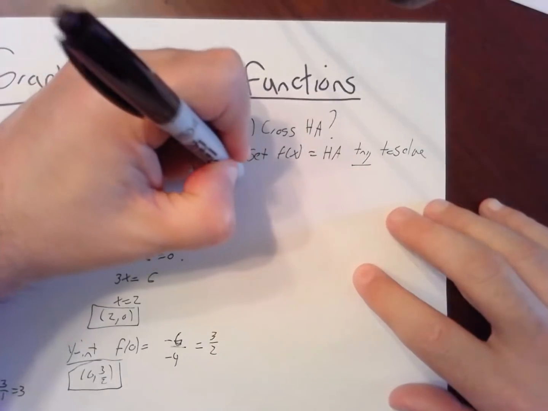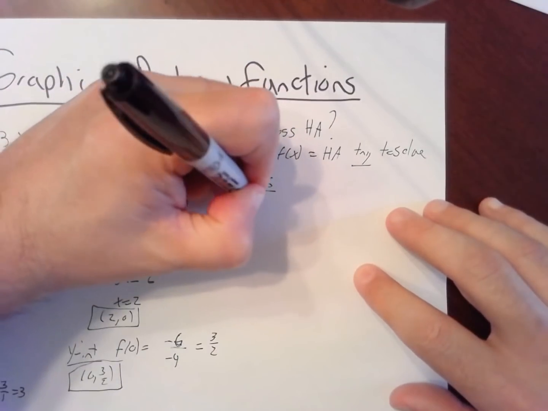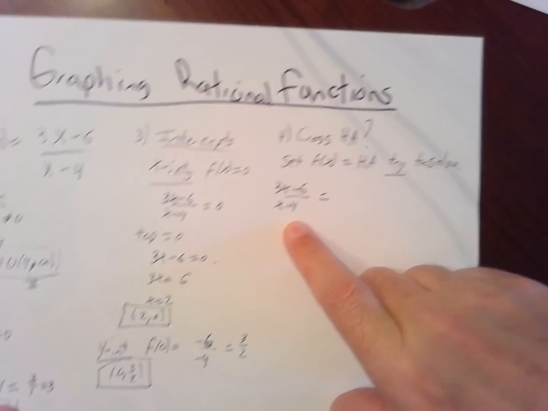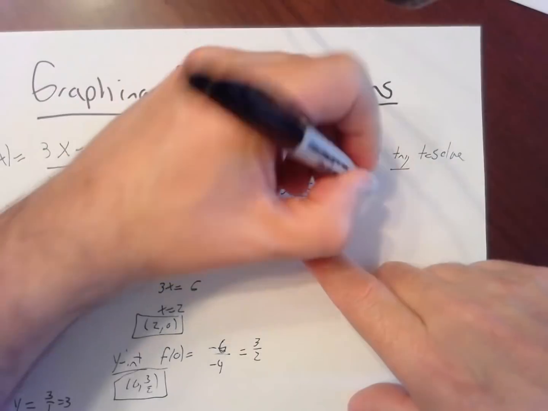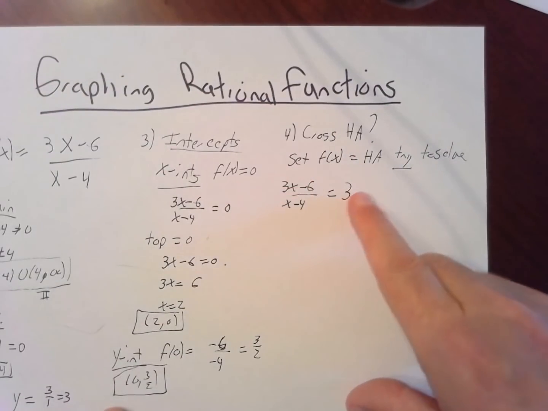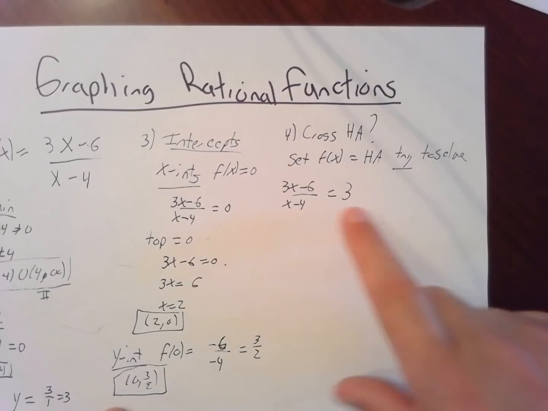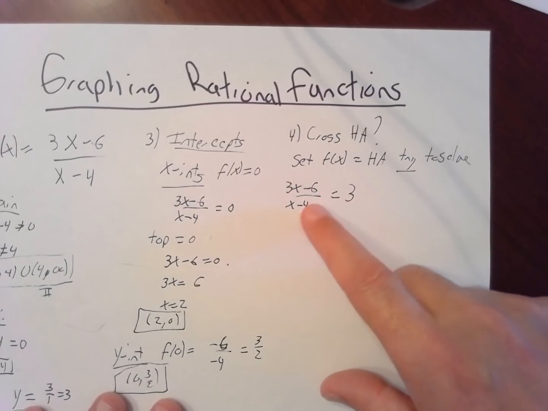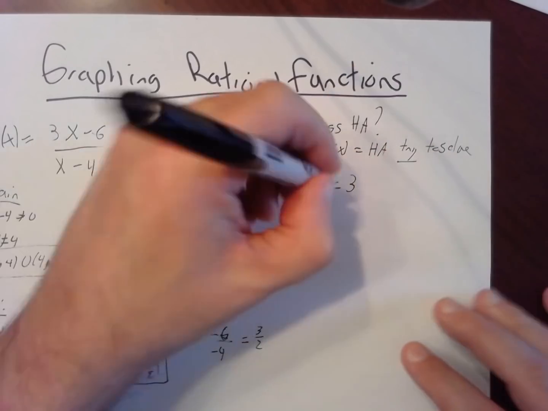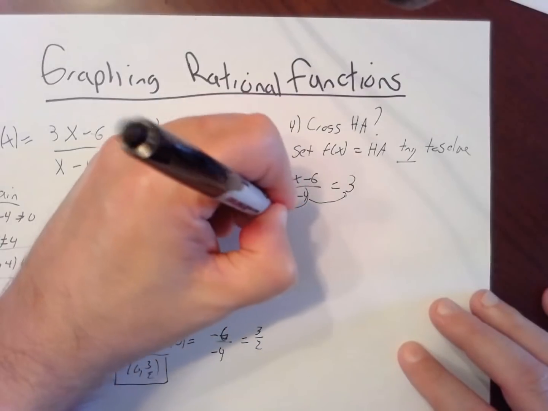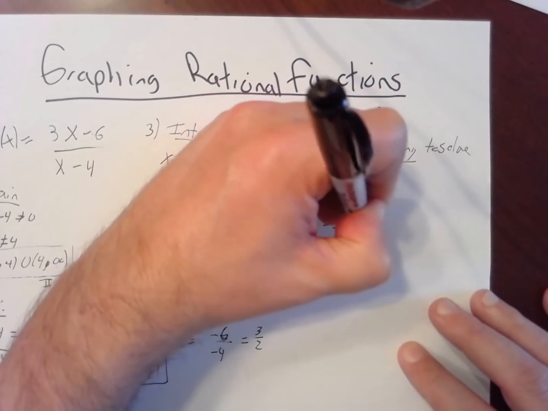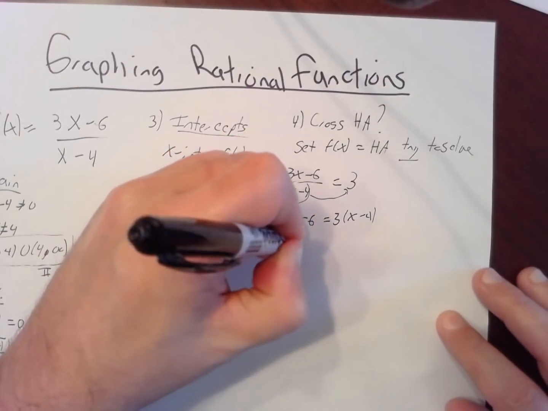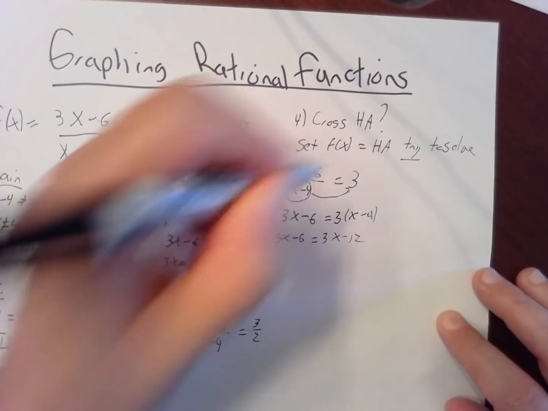Okay, so my function was y equals (3x minus 6) over (x minus 4). My horizontal asymptote right here was y equals 3. So y equals the function, y equals 3, the asymptote. Set those equal and try to solve. This is just a proportion, just a fraction equals a number. I would cross multiply. Take that x minus 4 and multiply it over. 3x minus 6 equals 3 times (x minus 4). Distribute over here. 3x minus 6 equals 3x minus 12.